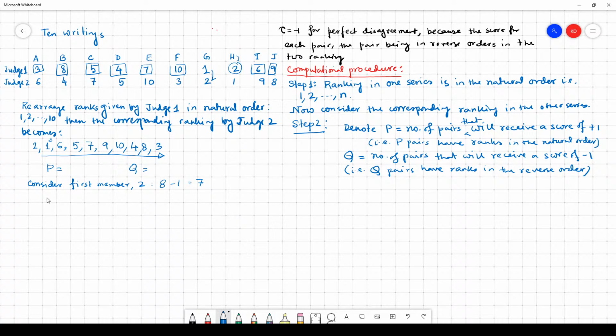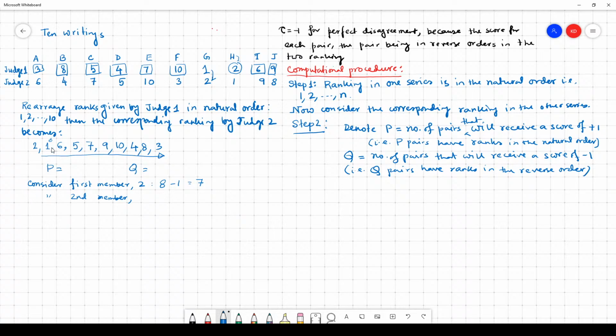Now consider the second member. Always you look forward. That means you just look at the right hand side, not the left hand side, because I consider only NC2. So already you consider 2. Now when you consider 1, then you start from 6, 5, 7, 9, 10, 4, 8, 3. Do not look at the left hand side of 1.